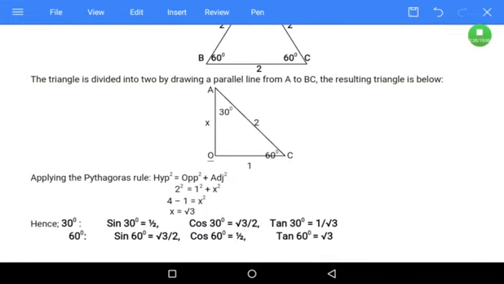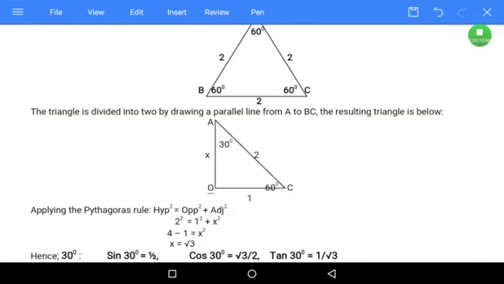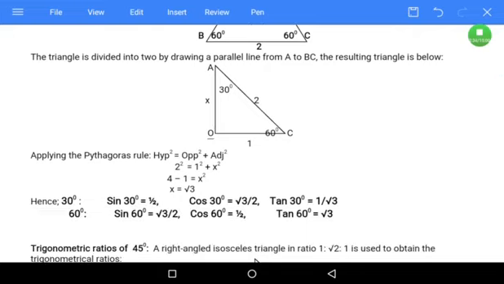Alright, so now this is triangle AOC, having OC to be what? 1, which is half of 2. Now doing that, this is now a right angle triangle. Therefore, I can use my Pythagoras theorem and trig ratios to solve it.